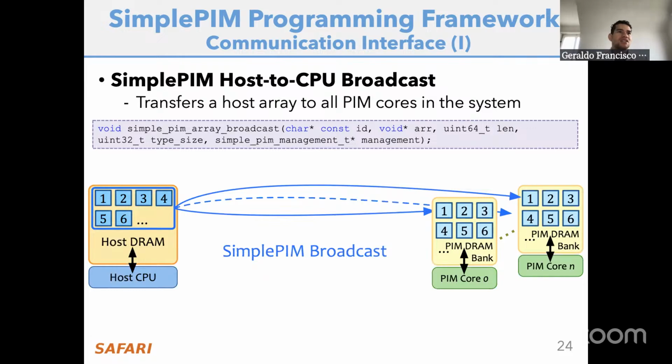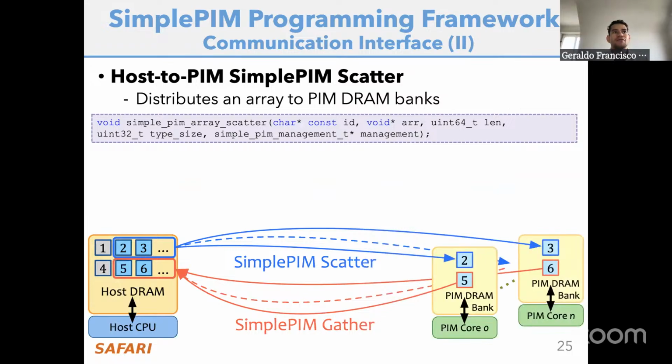Then we have the communication interface. The first communication interface allows for a host-to-PIM broadcast data movement, which basically takes an input array from the host main memory and broadcasts this input array across all of the DRAM banks of the PIM chips. The second interface for communication is scatter. Here we take an input array from the host CPU, and we scatter this input array across different DRAM banks across the different PIM chips.